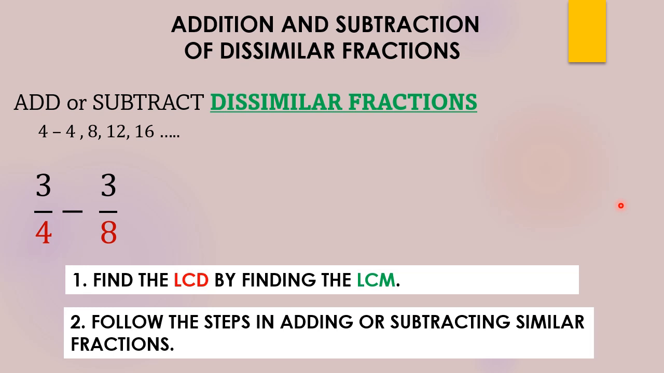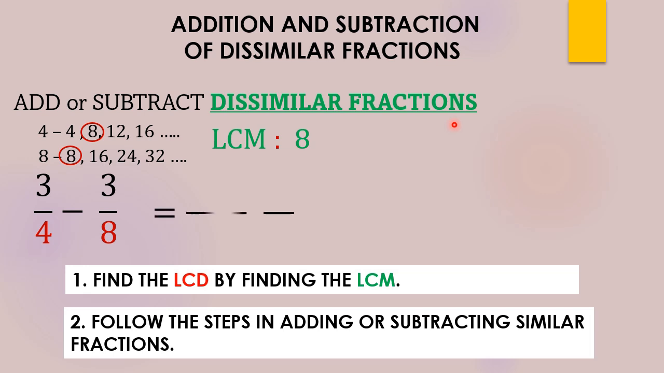let us enlist or list down all the multiples of 4. The multiples of 4 are 4, 8, 12, 16, and so on. And for 8 is 8, 16, 24, 32, and so on. So as you can see, our least common multiple of 4 and 8 is 8. So therefore, the LCM of 4 and 8 is 8, which is also the LCD, or the least common denominator.